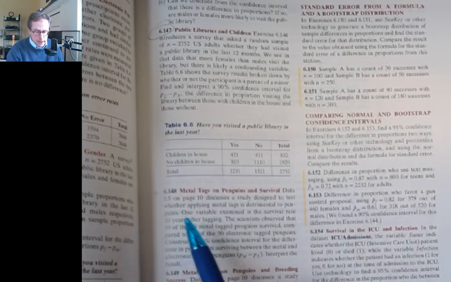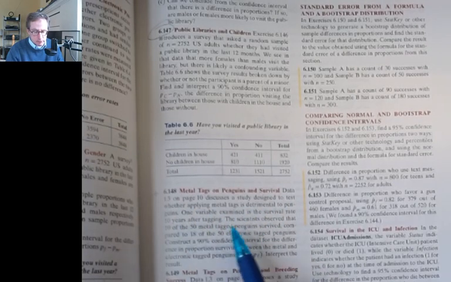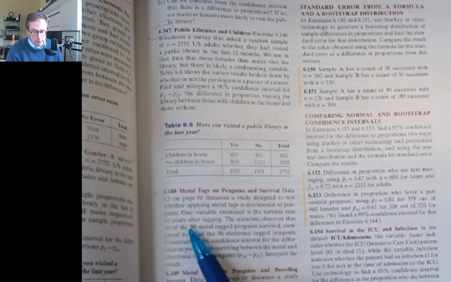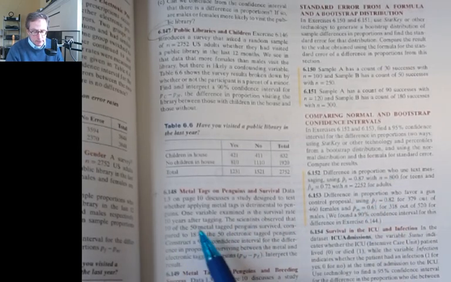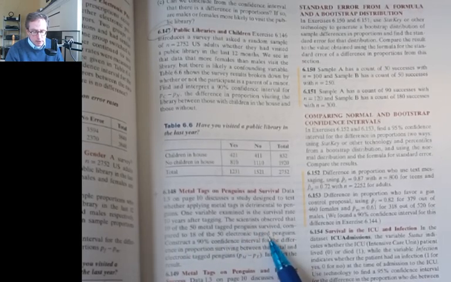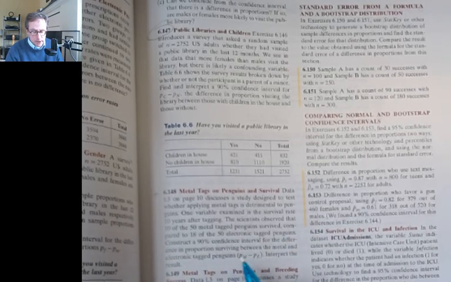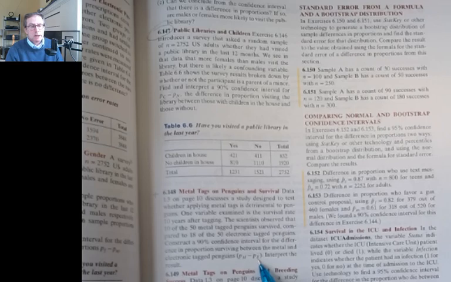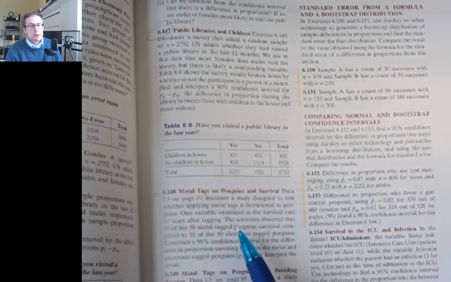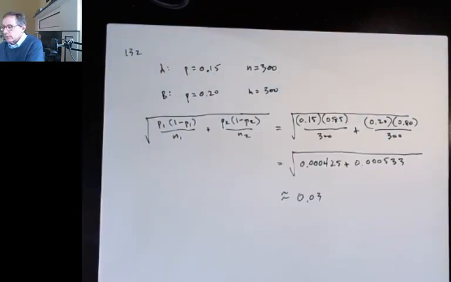Okay, so data on page 10 discusses a study designed to test whether applying metal tags is detrimental to penguins. One variable examined is the survival rate 10 years after tagging. Scientists observed 10 of the 50 metal tag penguins survived compared to 18 of the 50 electronic tag penguins. So it says conduct a 90% confidence interval for the difference in proportion surviving, metal and electronic, PM minus PE, and interpret the results. Okay, so they give me a bunch of numbers to calculate the percentages, and then I'm going to drop them into the formula. They want metal to come before electronic, so that the answer in the back of the book is the same for everybody, I guess.